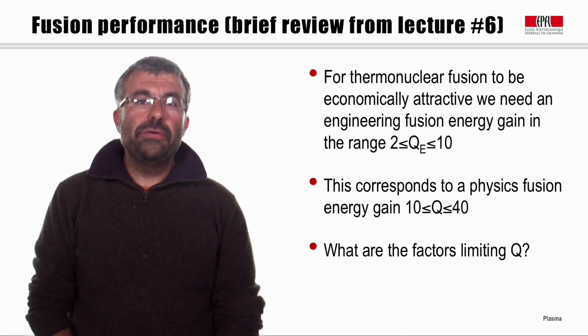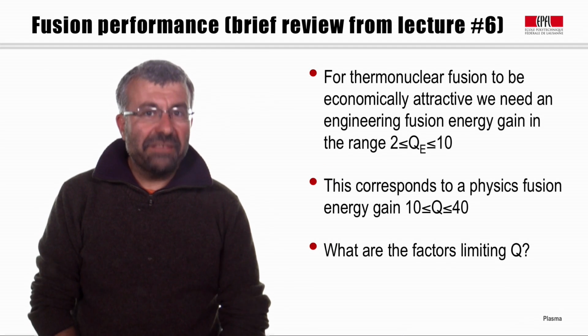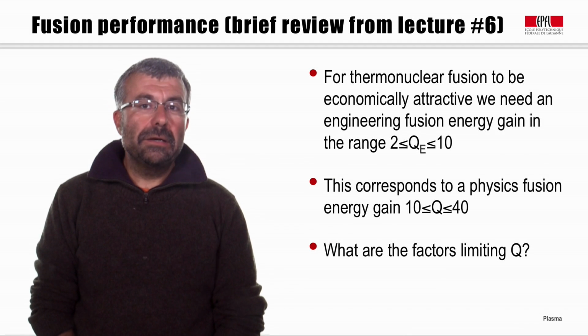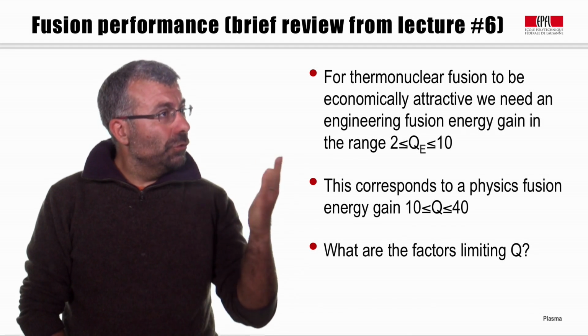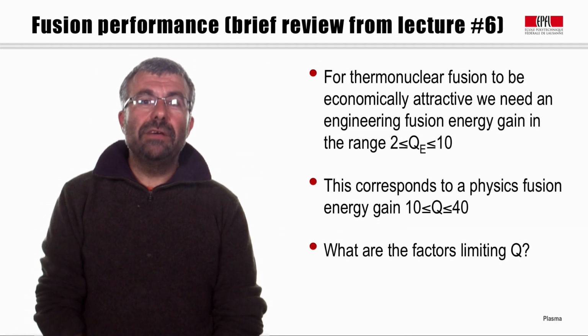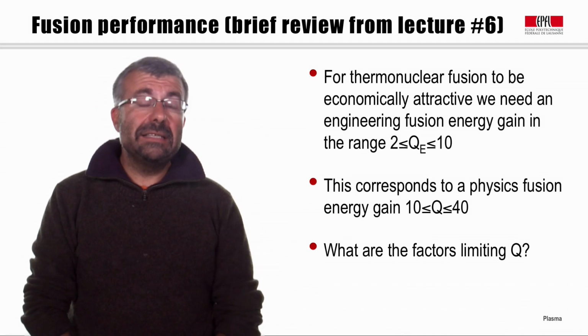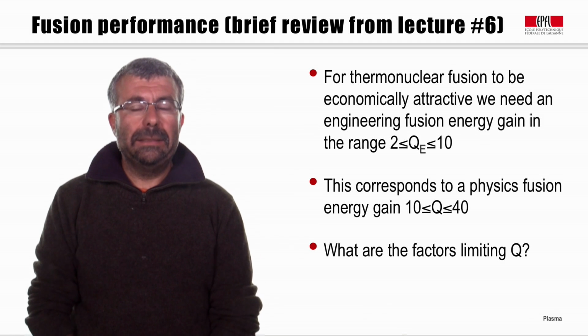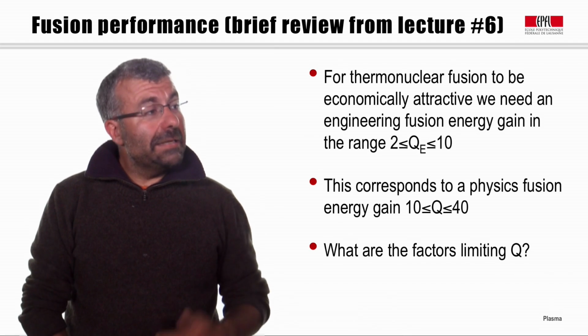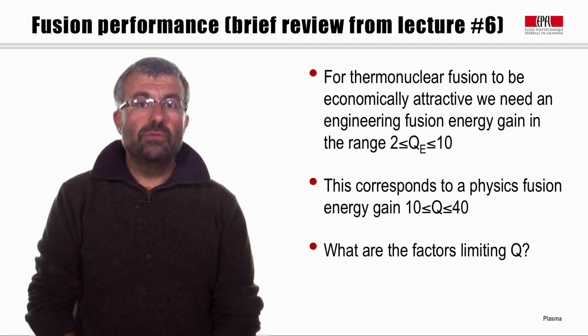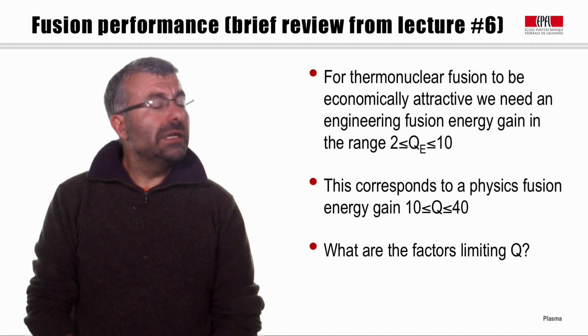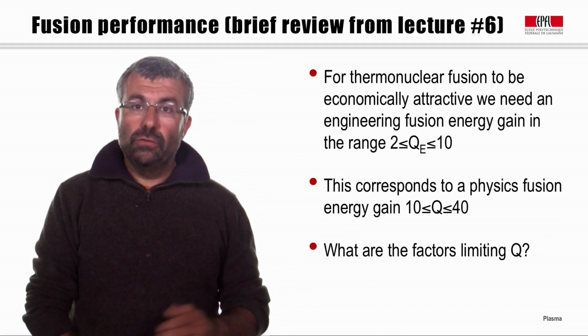Now let's look at the fusion performance. Let's briefly review what we did in lecture 6. What we found is that for thermonuclear fusion to be economically attractive, we need an engineering fusion energy gain, QE, that is in the range between 2 and 10. And this corresponds to a physics fusion energy gain, capital Q, that has to be in the range 10 to 40.